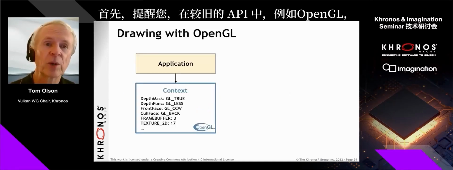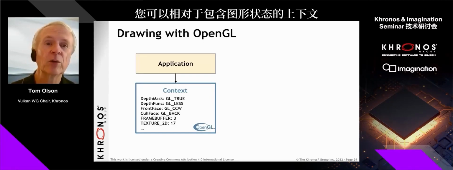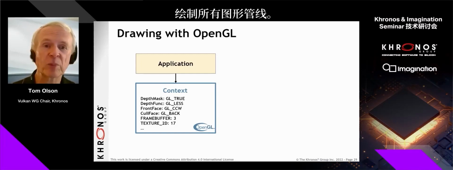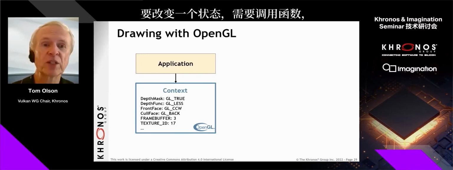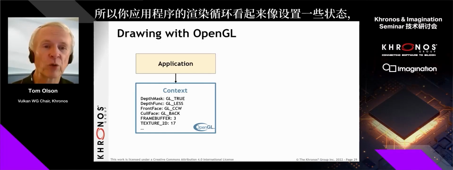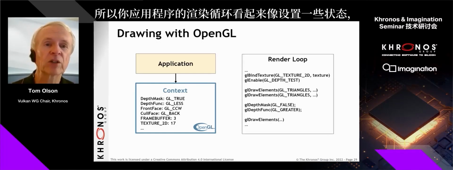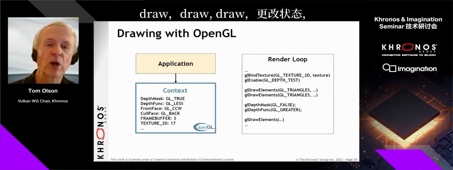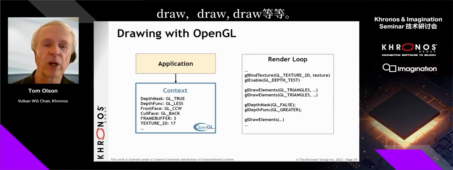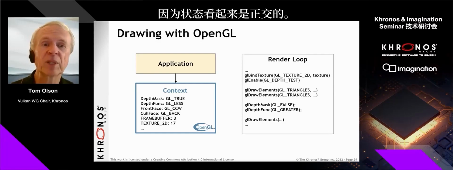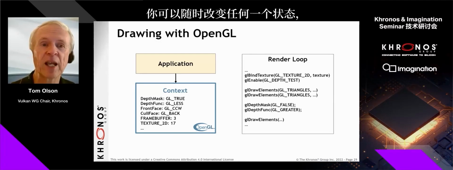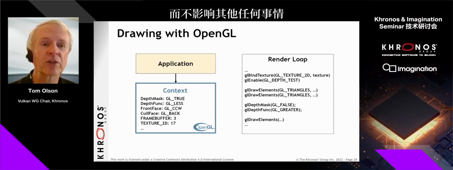First, just to remind you, in older APIs like OpenGL, you do all of your drawing relative to a context, which contains the state of the graphics pipeline. To change a piece of state, you call a function. So the render loop of your application looks like set some state, draw, change state, draw, and so on. This is nice for the application because the state appears to be orthogonal. You can change any piece of state anytime without affecting anything else.